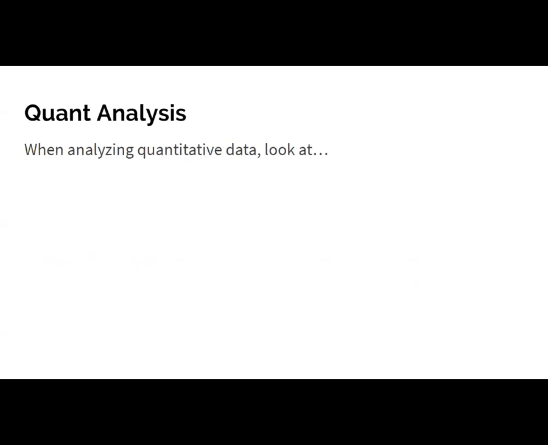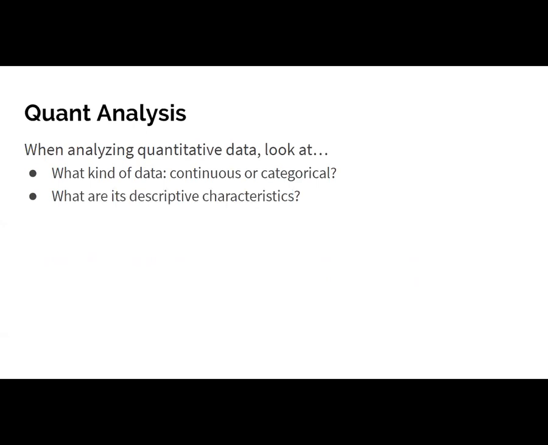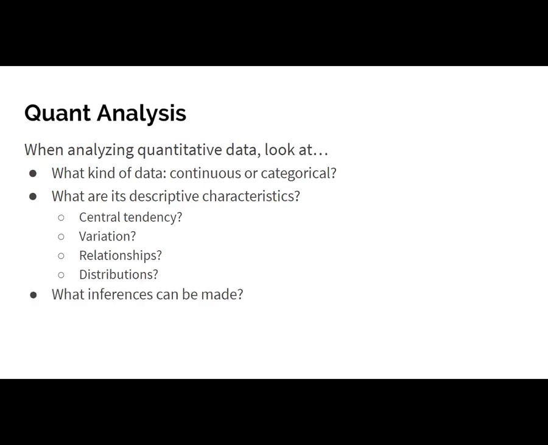When it comes to quant analysis, some things to look at: what kind of data is it, continuous or categorical? So making sure you know the difference between those two. What are its descriptive characteristics? Just to share your summary of what the data set looks like: central tendency, variation, relationships between the data, distributions. Those are all important things to be able to share. And then the question is, what inferences can be made? How can we generalize from that population, especially if you did your random sampling, to the general population? And what measurable differences are there? Are there correlations between any of the variables?